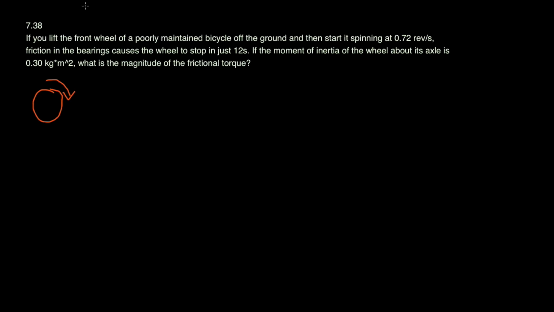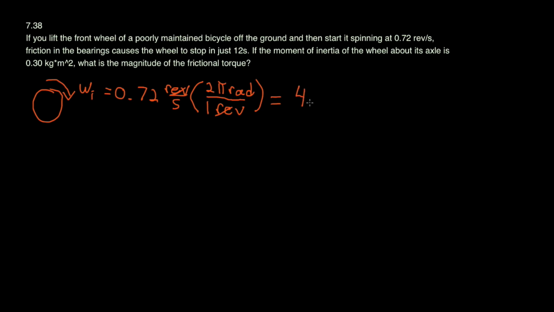Okay, so we have a wheel that's rotating with some angular velocity, which is equal to 0.72 revolutions per second. So the first thing to do is just convert this from revolutions per second over to radians per second. So we know that there's 1 revolution in 2 pi radians. So revolutions cancel, and we're just left with radians per second. And this comes out to 4.5 radians per second.